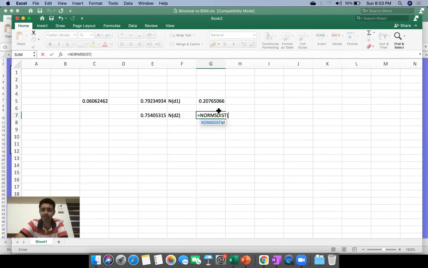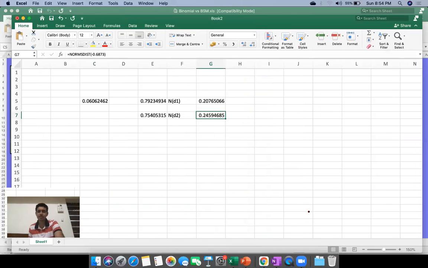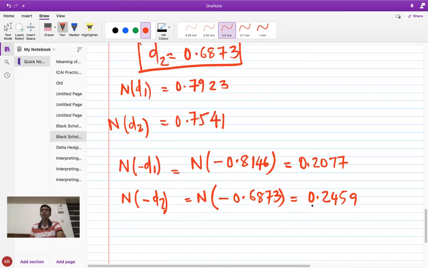NORM.S.DIST of minus 0.6873. Okay, it is 0.2077 and 0.2459. Let me write it. 0.2077, and this is 0.2459. So N of minus 0.8146 is 0.2077, and N of minus 0.6873 is 0.2459.